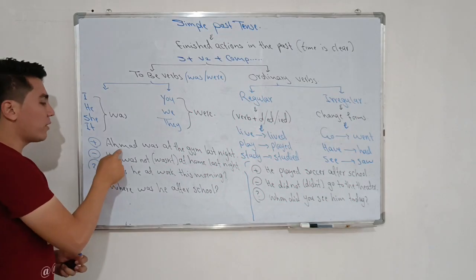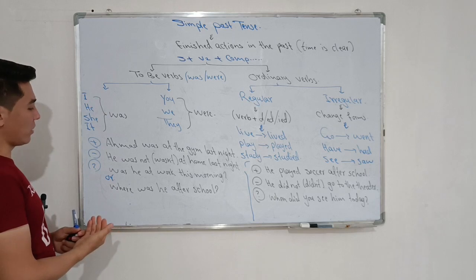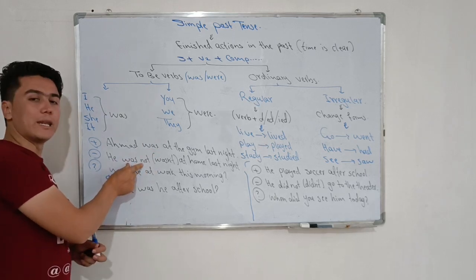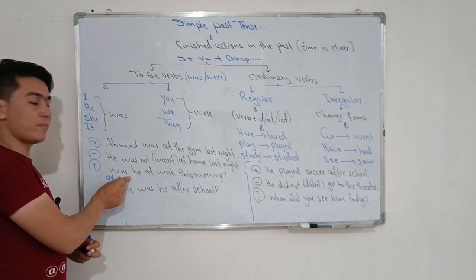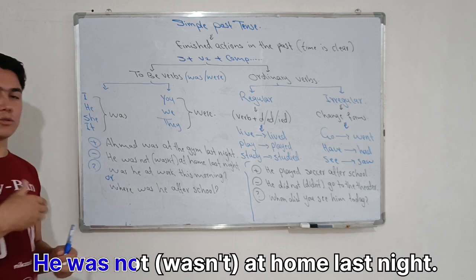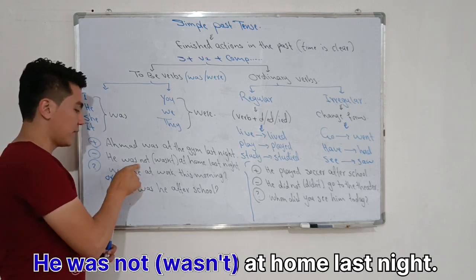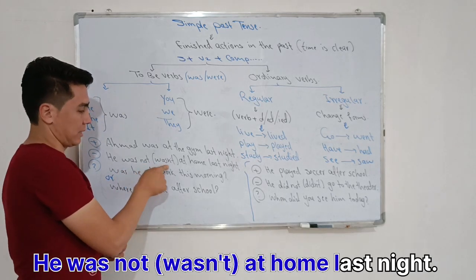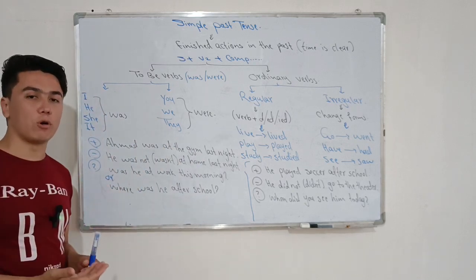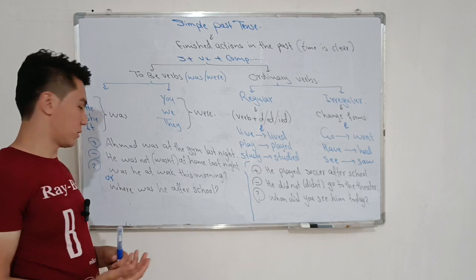And then beside that, how can you change this sentence into negative and questions? The to-be verb is used to change a sentence to negative and questions, both of them in the simple past tense. As you see, he was not, and the short or contracted form of was not is wasn't, at home last night. See that we have was not as the negative form of the to-be verb was.